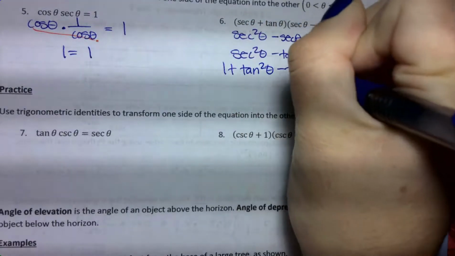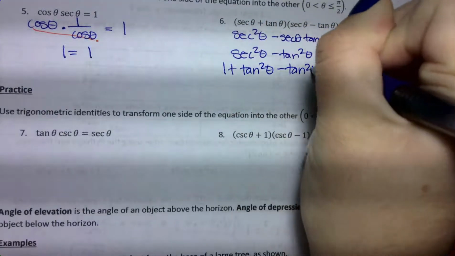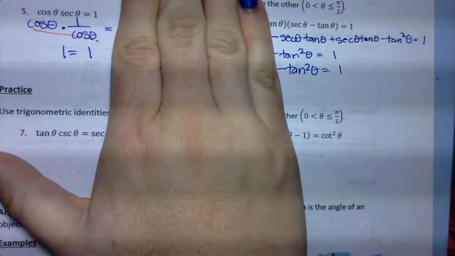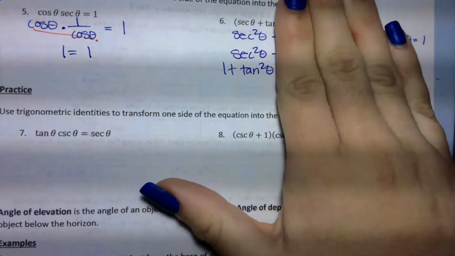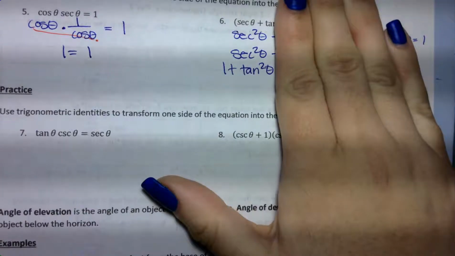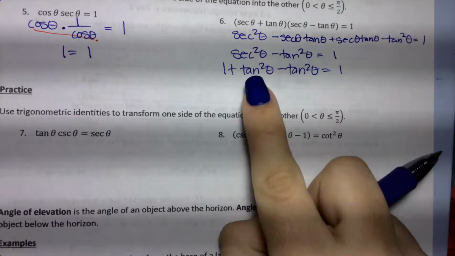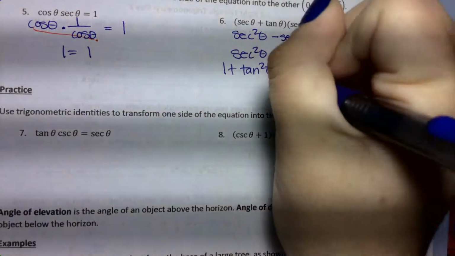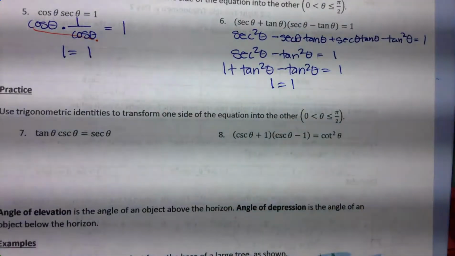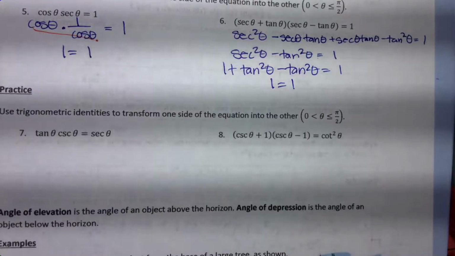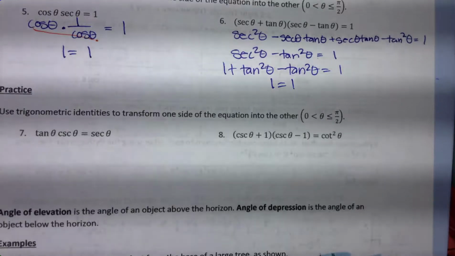And then I'm going to subtract the tangent squared theta that equaled 1. So this part of the equation didn't change. All that I changed was I turned secant squared into 1 plus tangent squared. Then I want to go ahead and keep simplifying. My tangent squareds now cancel out, so I get 1 equals 1. Because this is true, I have transformed the left side into the right side of the equation here.